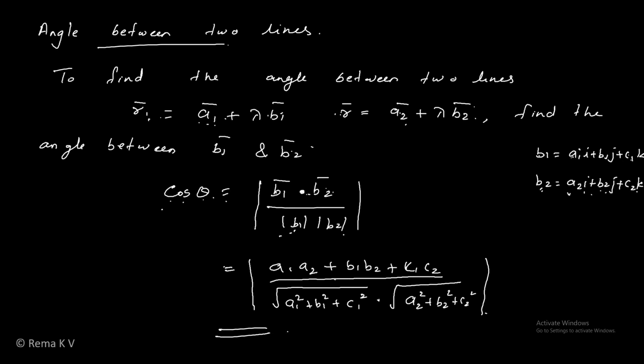Just remember how we are getting this formula. B1 and B2 are the parallel vectors. We have to find the angle between them. To find the angle between them, A1 A2 plus B1 B2 plus C1 C2 divided by root of A1 square plus B1 square plus C1 square into root of A2 square plus B2 square plus C2 square. That is equal to cos theta. So you can find theta from it.